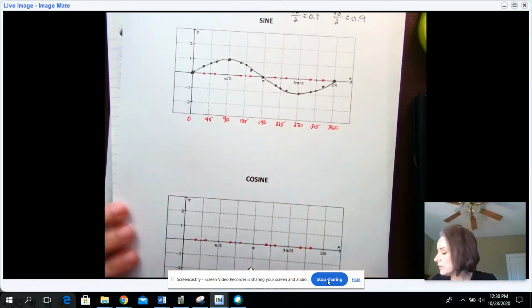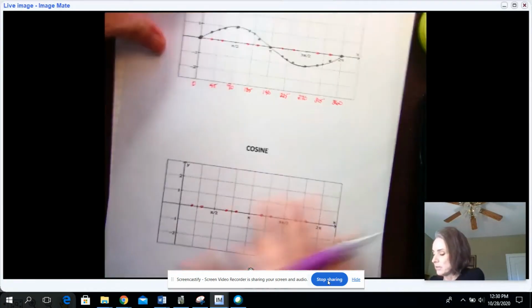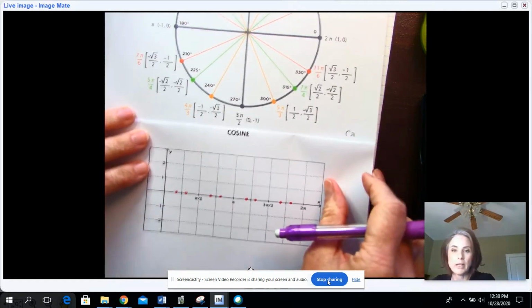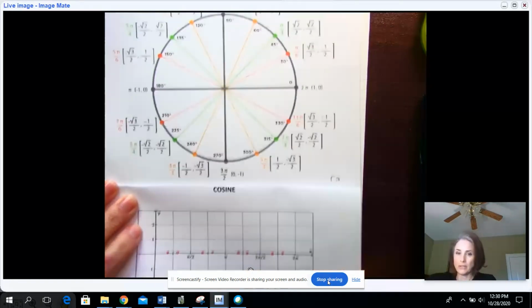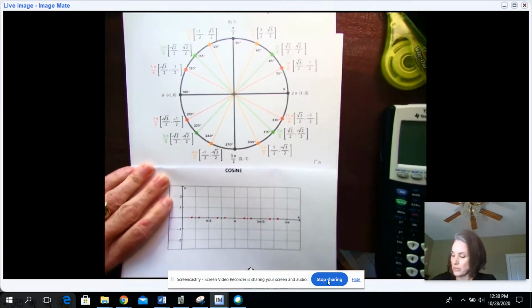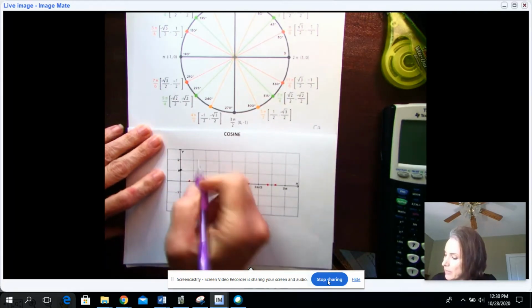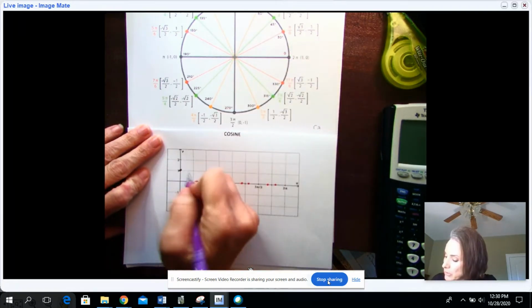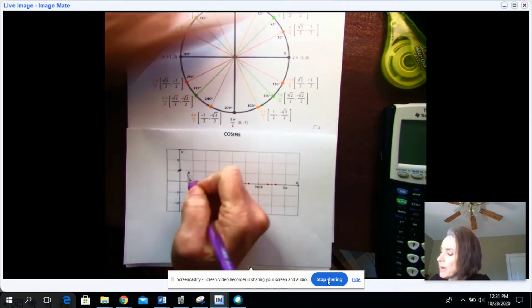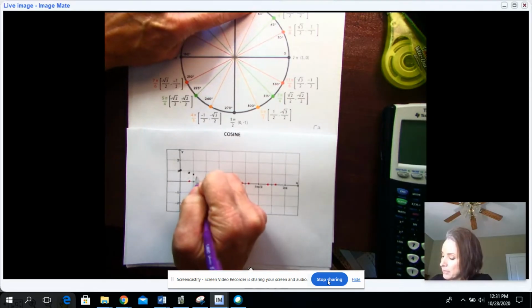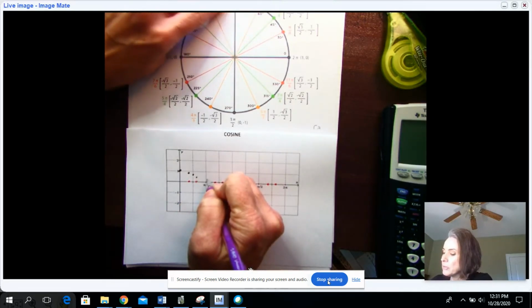So if we go back here, that's your sine. Now if we do the same exact thing for cosine, we're going to go all the way around, but for cosine, we are going to use the x values. So the cosine of 0 is 1. So here at 0, I'll go 1. And then the cosine of 30 is the square root of 3 over 2, which is 0.9. And then 45 is going to be 0.7. 60 is going to be a half. And then 90 is going to be at 0.